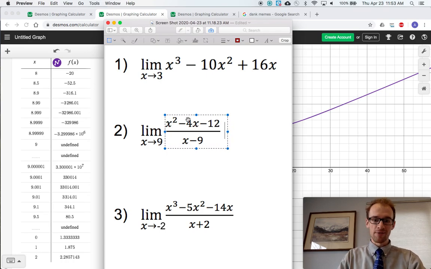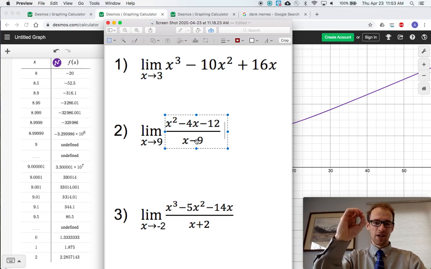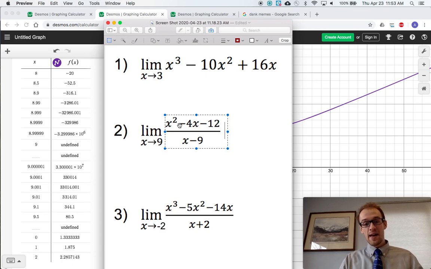If you look at the function, it makes sense because if we try to plug 9 in or substitute 9 in for x, our denominator becomes 0. And when you have a 0 denominator, you have an undefined answer. So this limit does not exist. And we'll look at that on paper in the next video.